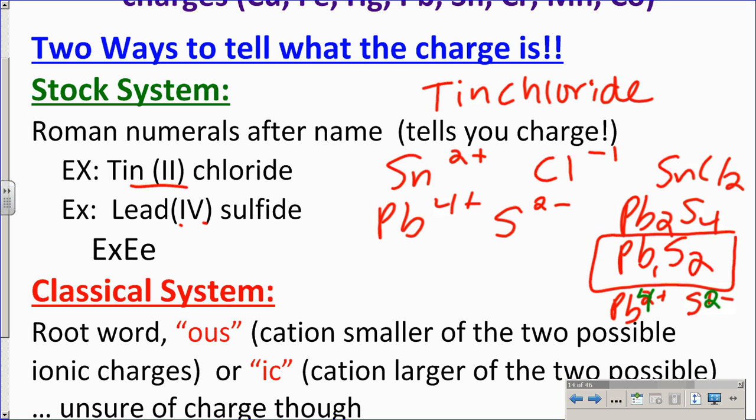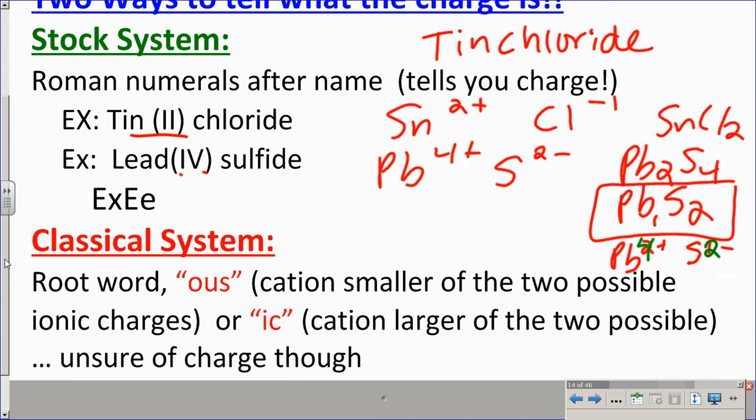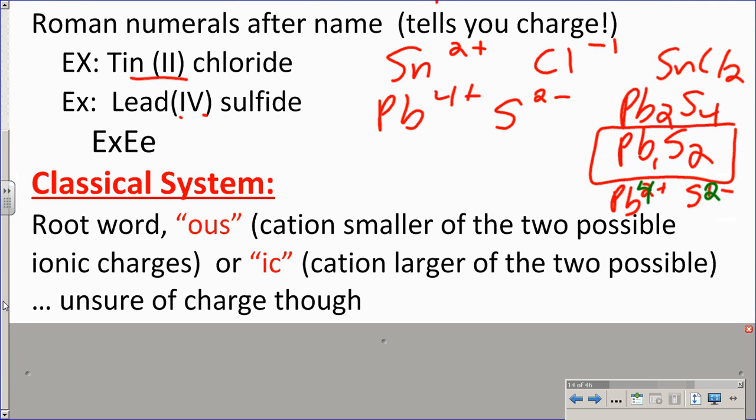Okay, so that's literally saying it in Roman numeral form what the charge is. Sometimes we go back to way back when we didn't have these fancy charges to denote our symbols. So we have to use the classical system. Way back, they used these suffixes, os and ik. So write down what you need to, and I'll give you an example.